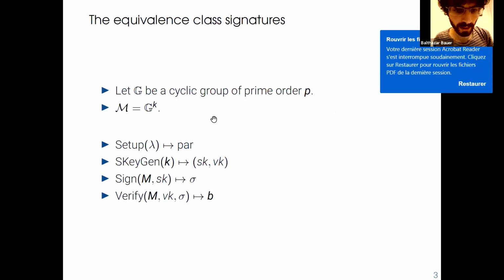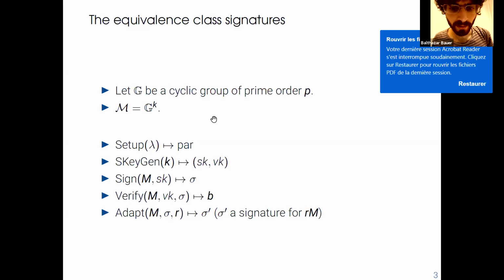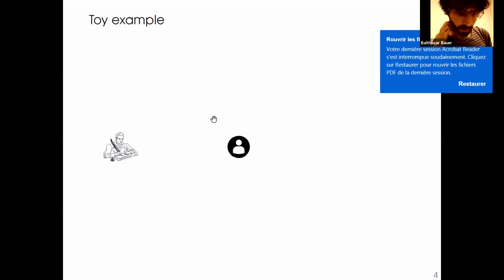I mean that if someone has a valid signature for one message, M, they can, from this message and without knowing the signing key, create a valid signature for a message RM, with R an arbitrary non-zero scalar. And to understand well why this primitive is useful to build a delegable anonymous credential, I can show you a toy example. It's not a real scheme, but just an example to understand the idea.